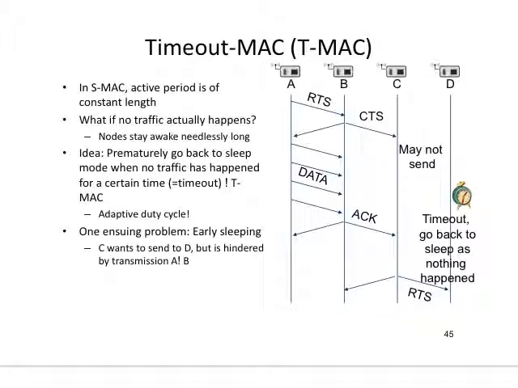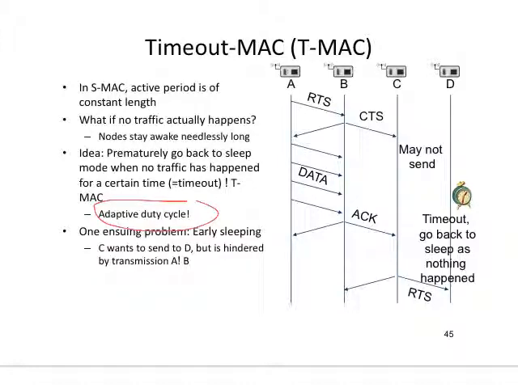Okay, but there is a possibility that I wake up and there's nothing to do. So TMAC tries to resolve this by having a variable active period. So the duty cycle here is not fixed, even within the same group. Right? TMAC tends to have a variable or adaptive duty cycle, based on the traffic load. And I can do that easily.